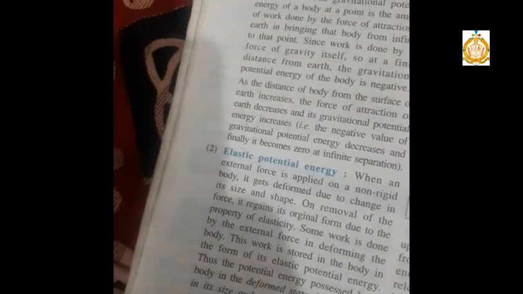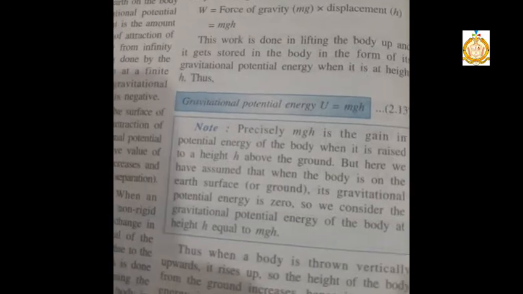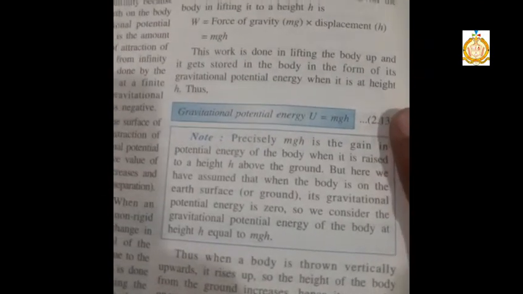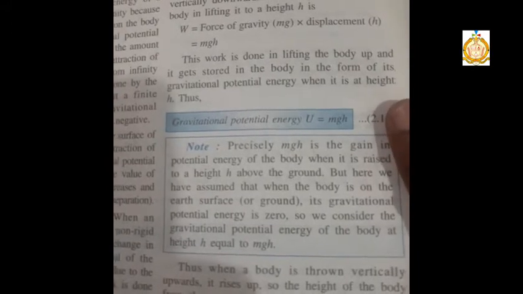So the potential energy formula: potential energy is denoted by U, and its formula is mgh. What is m? Mass. What is g? Gravitational acceleration. And what is h? That is height. mgh, we have a formula. Sometimes they may ask, write the formula for the gravitational potential energy. Then what you have to write? U is equal to mgh.